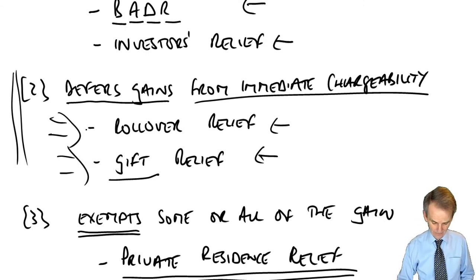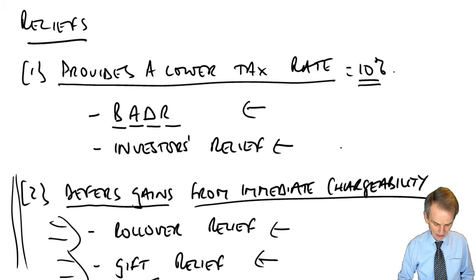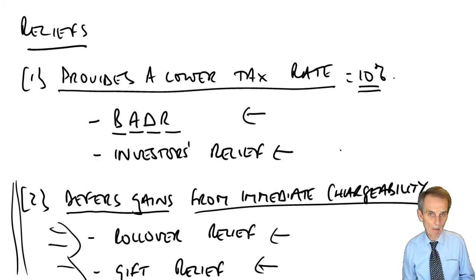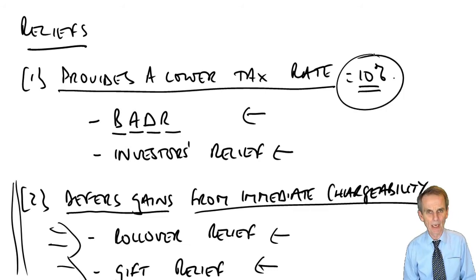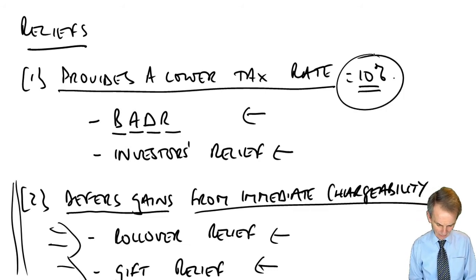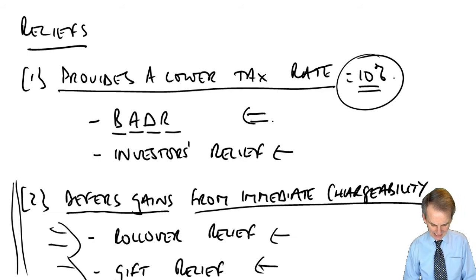Deferral reliefs. But where we'll start is we don't exempt a gain, we don't reduce a gain, we compute a gain in the normal way, but then the gain that arises, either in part or in full, qualifies for this lower 10% tax rate. The first of these, business asset disposal relief.